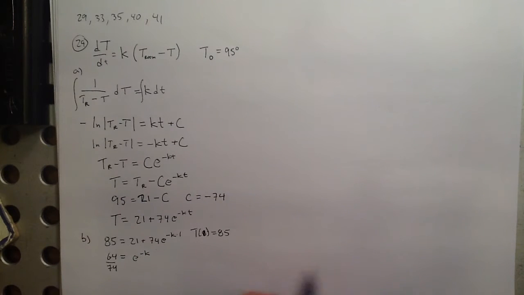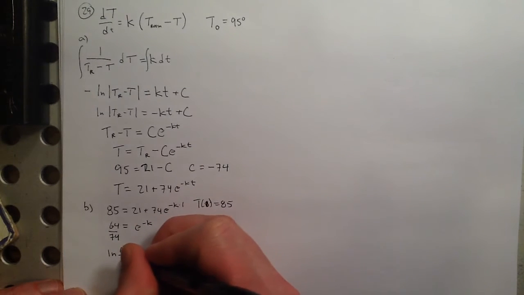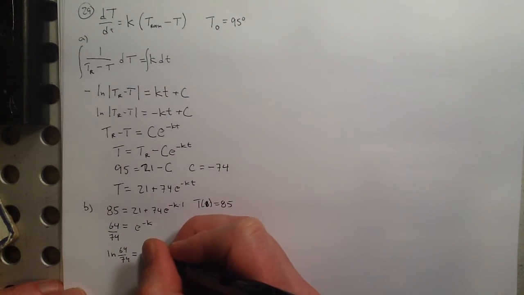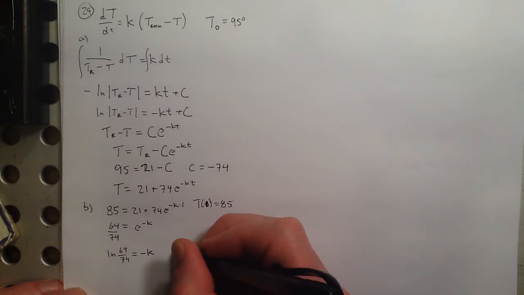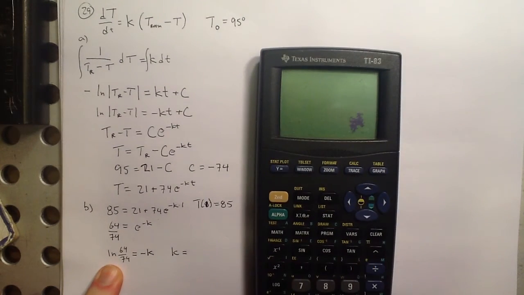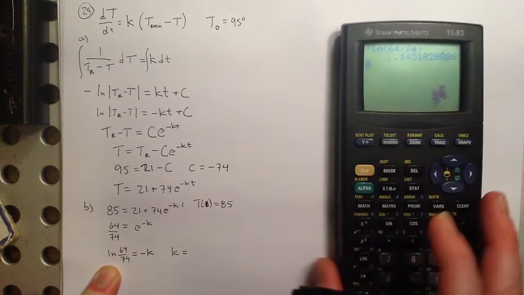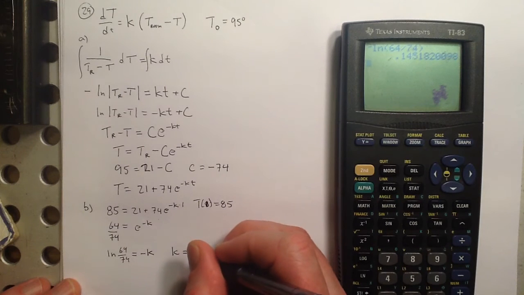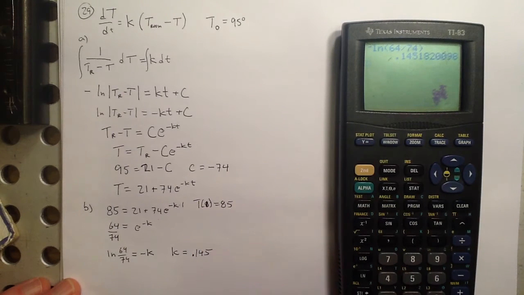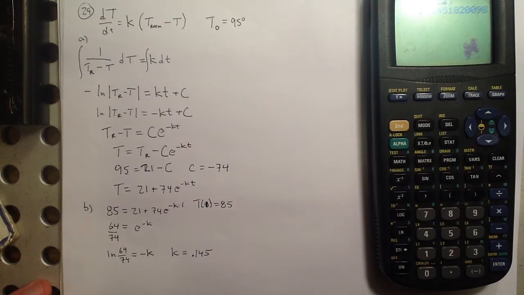I take the natural log of both sides. So the natural log of 64 over 74 is equal to negative k. So k is equal to negative natural log of 64 over 74. So k is 0.145. Nice, 3 College Board decimal places. All right, so now I have solved for k.